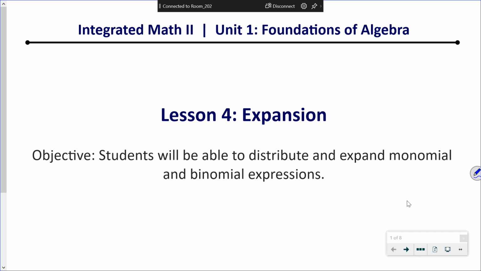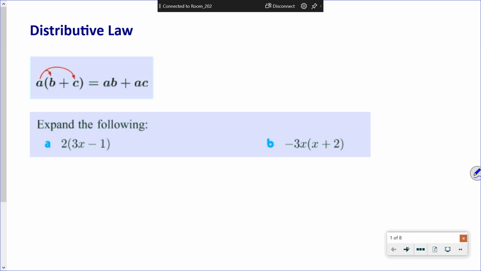In this video, I'm going to go over Unit 1, Lesson 4, which is about expansion. It's another word that means distribute or FOIL, if you've learned about this in the US. So the distributive law says that if you have a factor outside of a parentheses and addition or subtraction inside the parentheses, then you can distribute that factor by multiplying it by all of the terms inside of that parentheses, each one at a time.